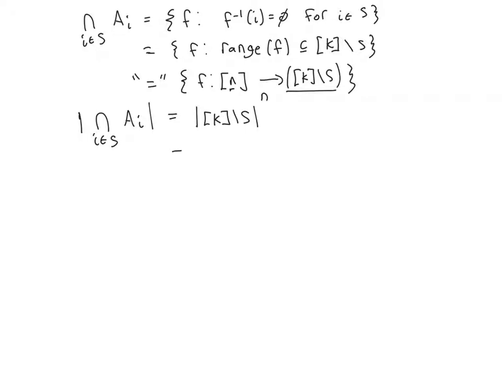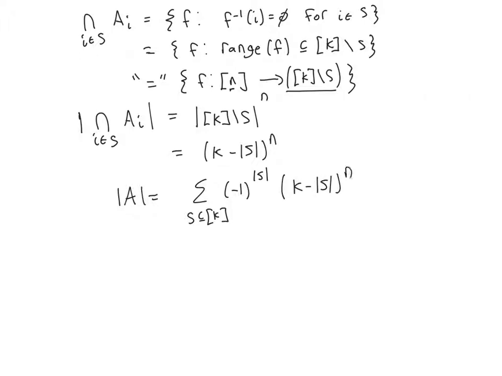which in this case becomes k minus the size of S to the nth power, because that's the size of this set difference. And so now we know our formula is going to be this summation, powers of -1, alternating powers of -1, as we sum over all subsets of the integers 1 through k, times this intersection term, which is k minus the size of S to the n.